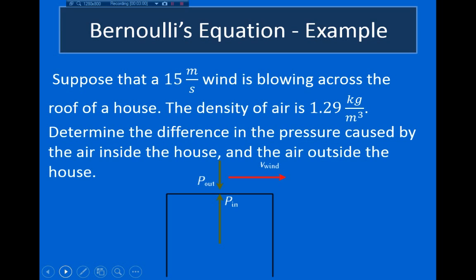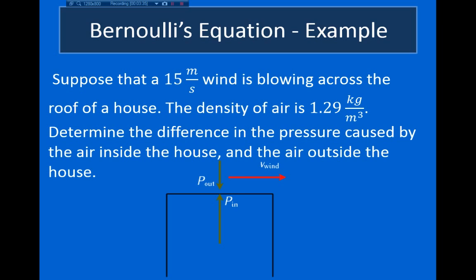So the first thing that I want to point out is that the air inside the house isn't really moving at all. It's going to be at rest. And we're told that the air outside the house is moving with a speed of 15 meters per second. Remember, if the air is moving with some speed v, then the pressure has to be lower, right? The faster the air moves, the smaller the pressure is. So this means that the pressure that's pushing down on the roof is going to be lower than the pressure that's pushing up on the roof. So there's going to be a net pressure pushing up on the roof.